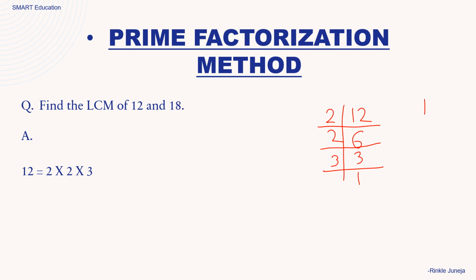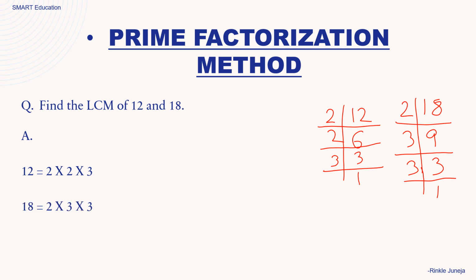Now let's do the same for 18. 18 can be divided by 2. We get the answer as 9. 9 can be divided by 3. We get the answer as 3. And 3 can be divided by 3 and we get the answer as 1. So prime factorization of 18 is 2 into 3 into 3.